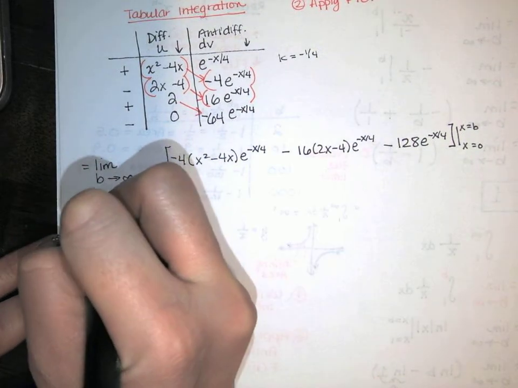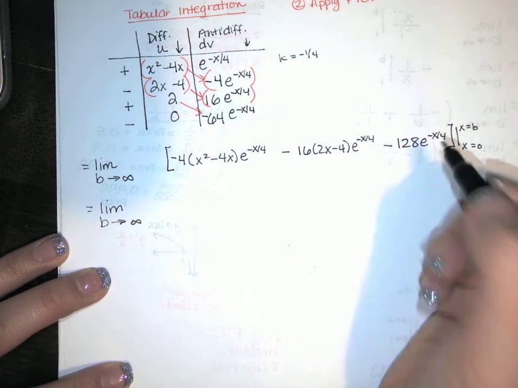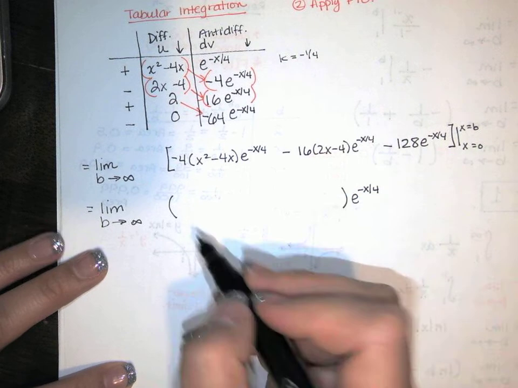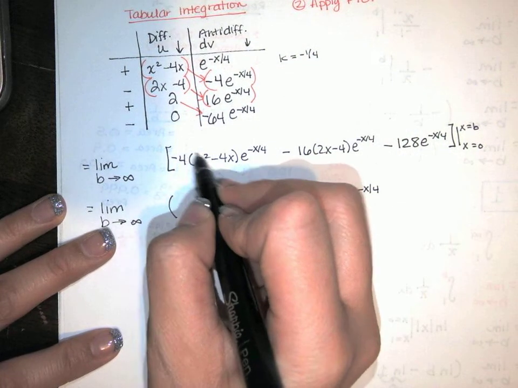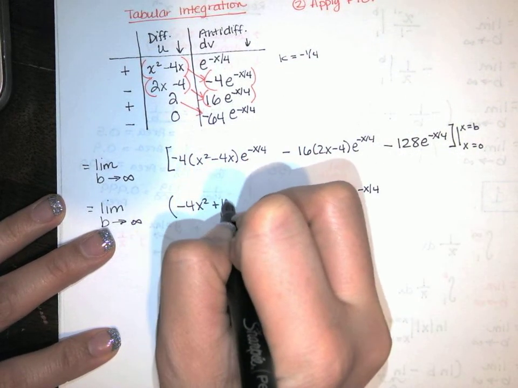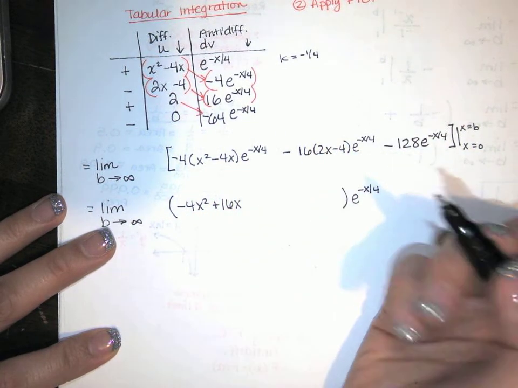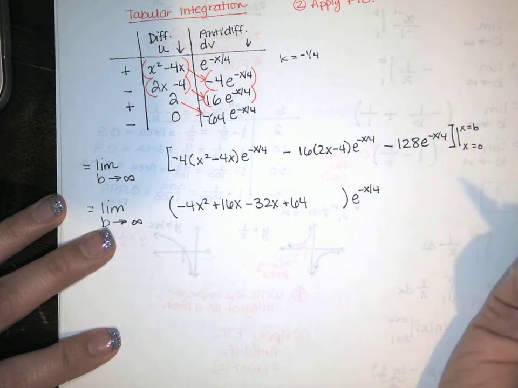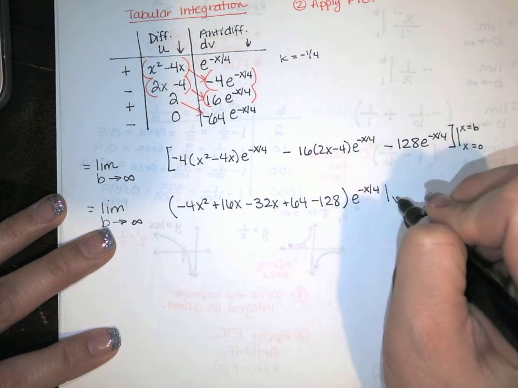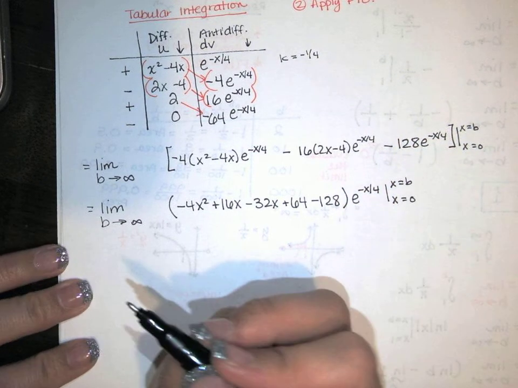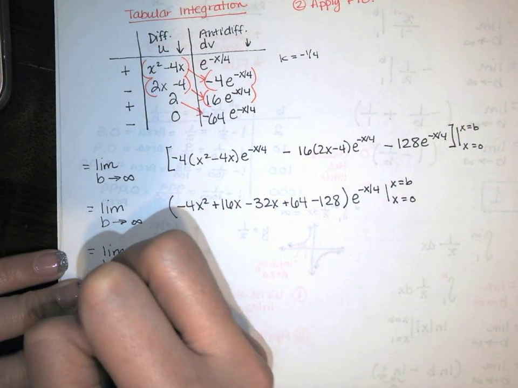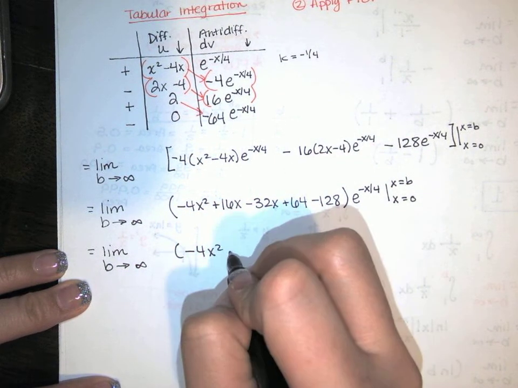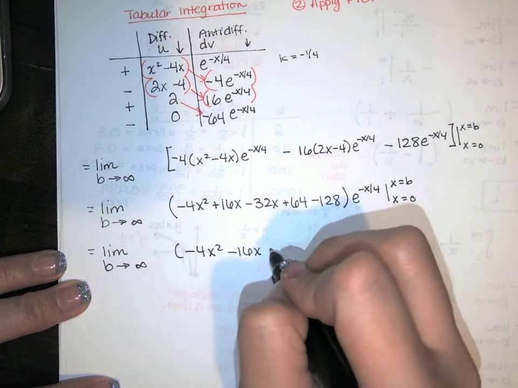So to simplify this, I'm going to factor out the e to the negative x over 4. So I'm going to factor it out this way. And then I'll leave everything else that's left here in parentheses. So distribute the negative 4 there, get negative 4x squared plus 16x. Distribute the negative 16 there, so we'll have negative 32x. Negative 16 times negative 4 is positive 64. I'm subtracting 128. And we evaluate from x equals 0 to x equals b and subtract. Of course, we can simplify further. I'm just doing algebra now, no big deal. 16 minus 32 is negative 16. 64 minus 128 is negative 64.